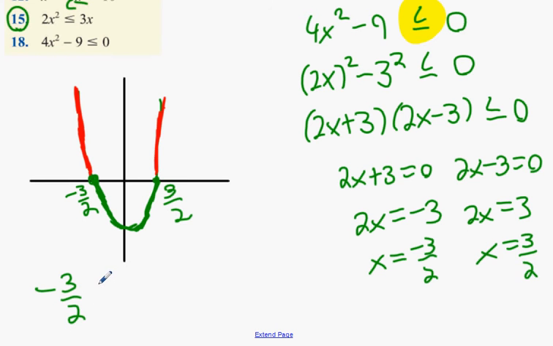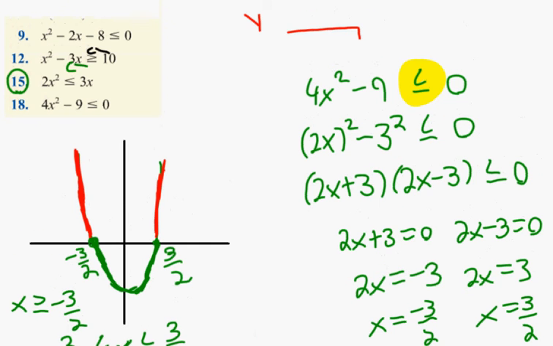Yep, it's the same thing as saying minus 3 over 2 is smaller than the x value, or you can say x is bigger than minus 3 over 2. You can say it both ways. And what about the other part? 3 over 2. And then the answer after that, merge them into 1. Is that alright? So it's the numbers in between here.